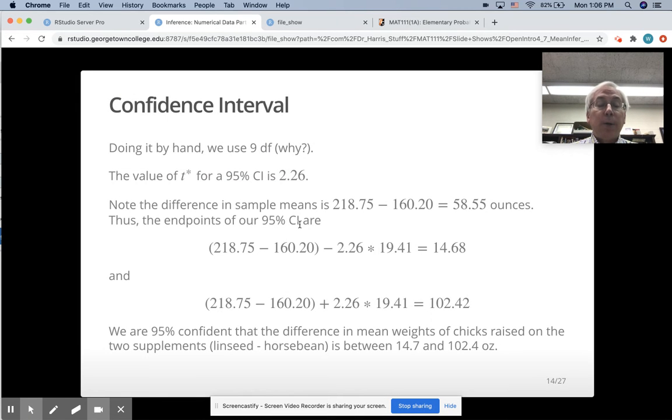And so to find the values for my confidence interval, I'm going to take the difference between the two sample means, and I'm going to subtract from that 2.26 times the standard error and add 2.26 times the standard error, and we get roughly from 14.5 ounces to 102.5 ounces. So we're 95% confident that the difference in mean weights of the chicks raised on these two supplements is between those two numbers, 14.7 and 102.4 ounces. So that's our sentence that interprets our confidence interval.